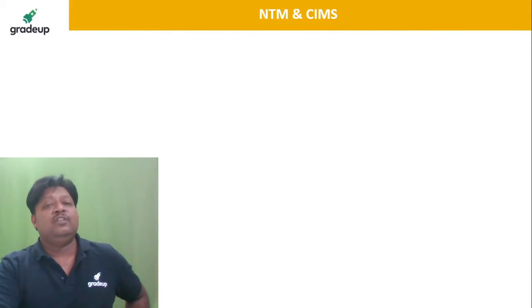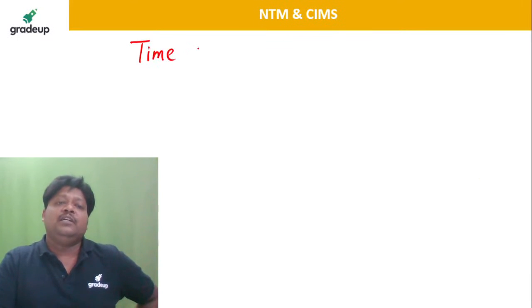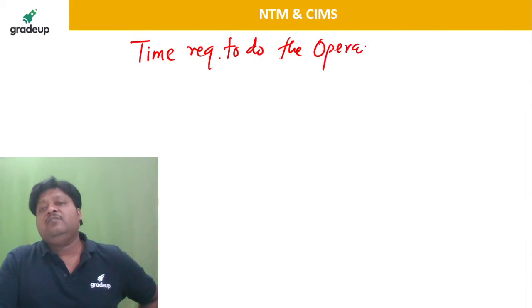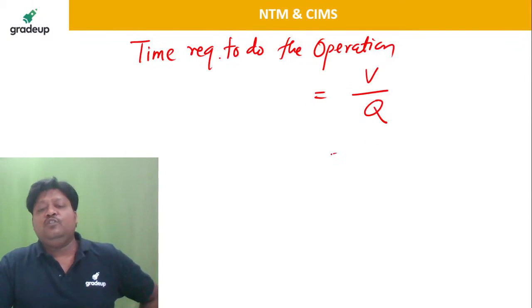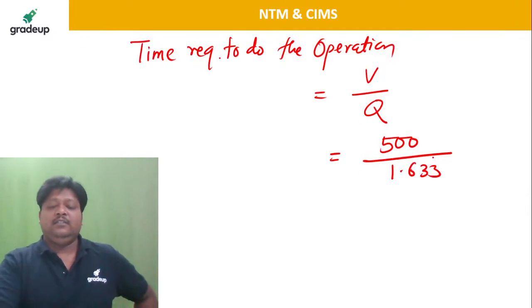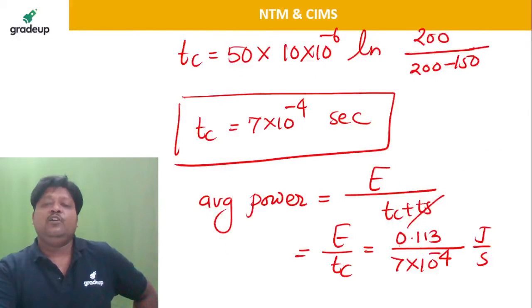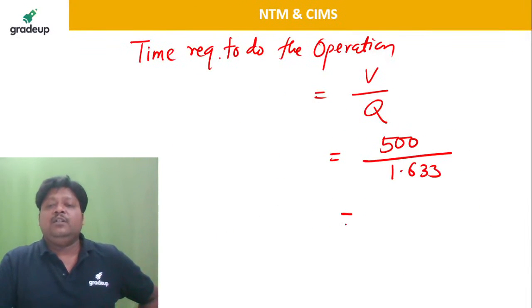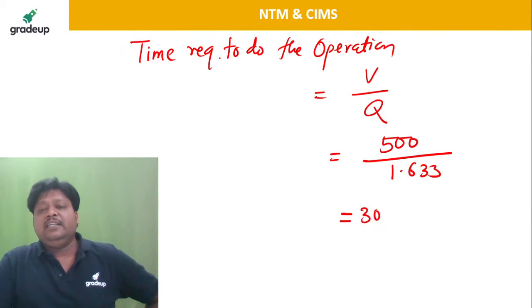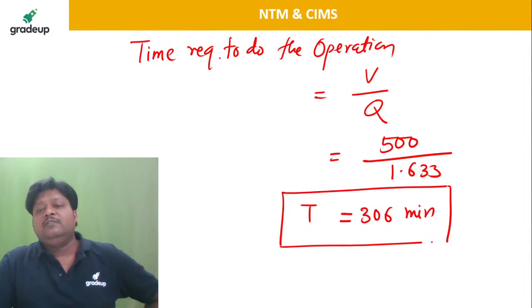And when you get this material removal rate, I told you the time required to do the operation, this EDM operation. How will you write? This volume divided by volume removal rate, material removal rate. So volume is how much? 500 divided by this Q, how much is it? 1.633, isn't it? Okay, tell me how much it is. So 500 divided by 1.633, so will it be 306 minutes? So this is the time you require to drill that hole, which is square of 10 mm, and thickness is 5 mm of that plate.